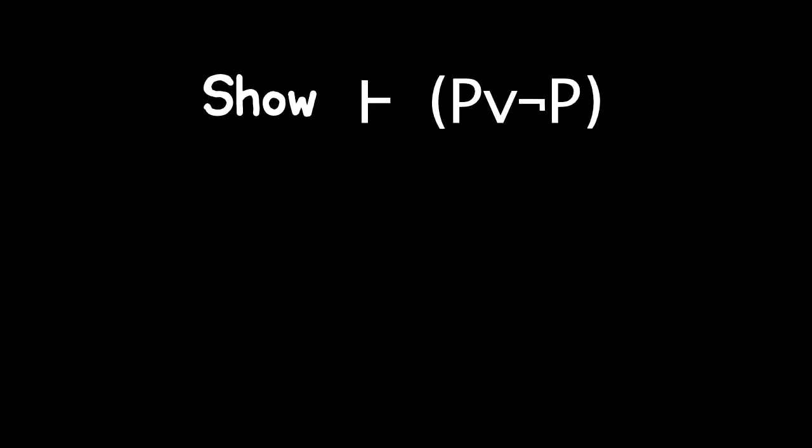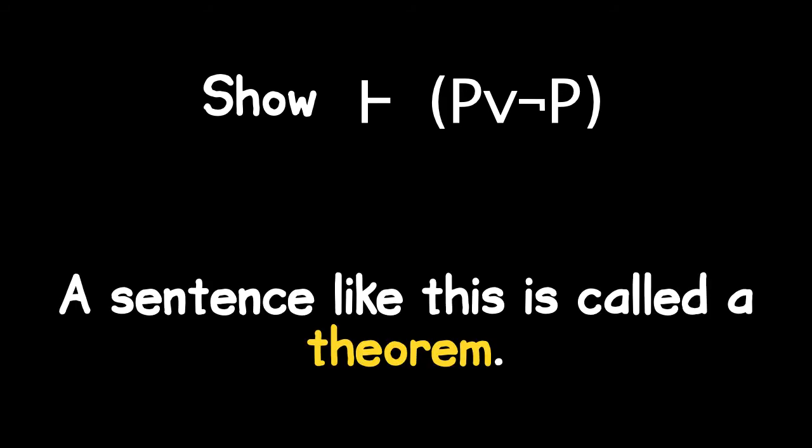It's also possible to use the turnstile symbol with nothing on the left-hand side. For example, show that it's provable that P or not P. This means we need to start a proof that doesn't have any assumptions in the main proof. That is, we need to start the proof without any premises at all. A sentence like this, one that you can prove without any assumptions in the main proof, is called a theorem.